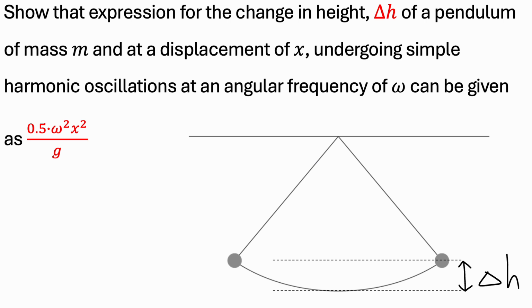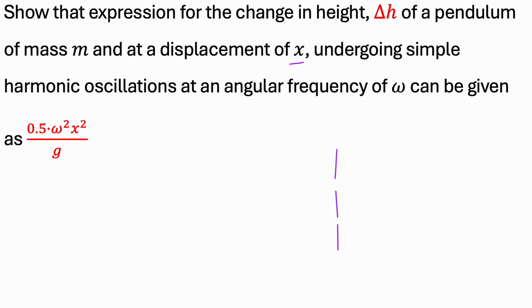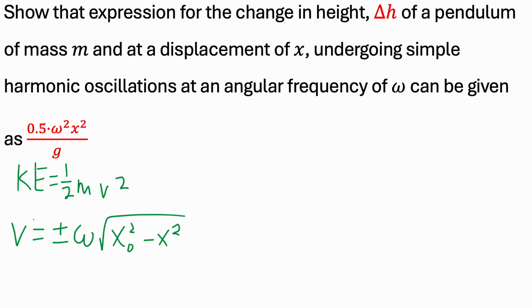So we're looking for the change in height of the pendulum between equilibrium position and whatever x displacement it may be. So the red equation in the bottom left must be equal to delta h. Now it's primarily to do with energy, and although it's not given in the formula booklet, there is a way of working out the kinetic energy of a pendulum by taking the equation for kinetic energy and combining it with this equation for velocity for simple harmonic motion.